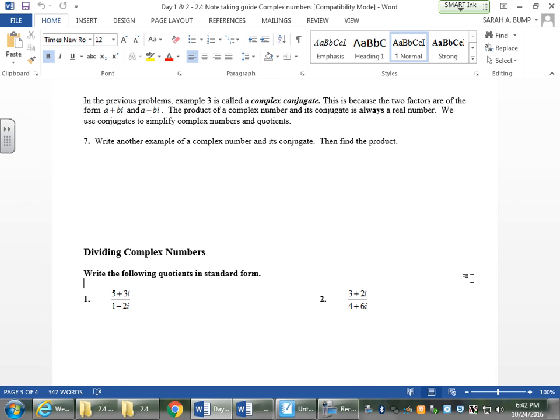When you multiply to find the product, it's always going to come out to be a real number answer. We want to use this fact to help us do division. It's going to come up. So we're going to skip number 7.